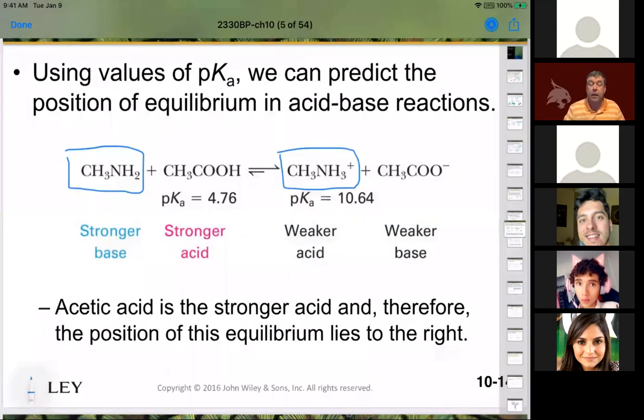All right. So that means we can take whatever the acid is on this side of the equation, in this case it's acetic acid, and whatever the acid is on this side of the equation, in this case it's the ammonium salt, and therefore we can see that the pKa of acetic acid is lower than the pKa of the ammonium salt. So that means it's the stronger acid. Now, equilibrium always lies to the weaker acid, which means the equilibrium of this reaction lies in that direction. Okay.